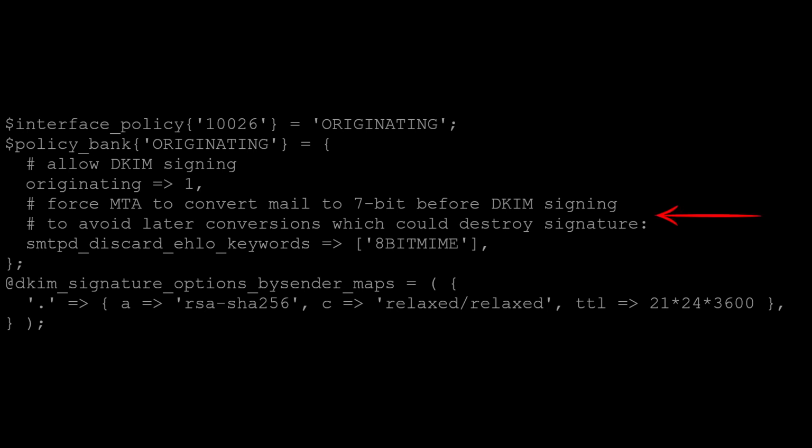and we wouldn't be DKIM signing our emails. And as that comment notes, we're going to force a 7-bit character encoding before we sign, so that if some other mail server somewhere else insists on a 7-bit format, it's not going to change it after we sign the email, which would break the signature.